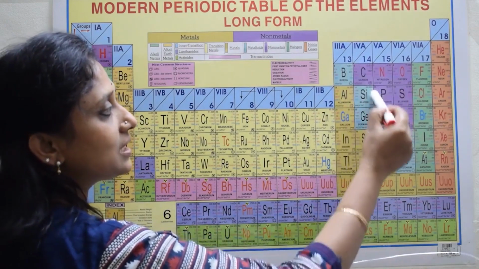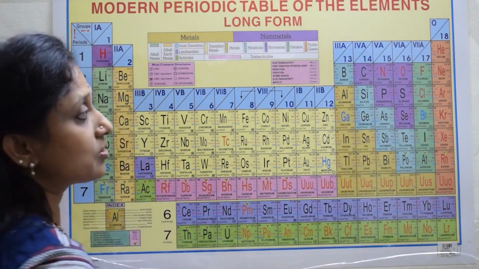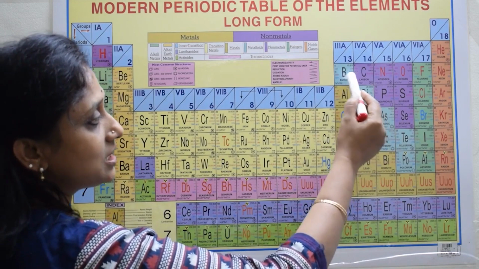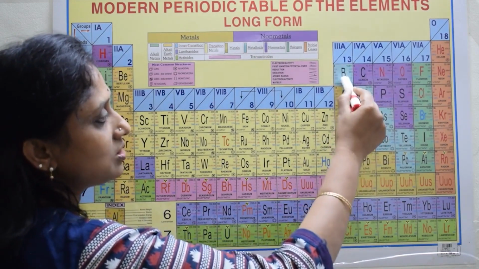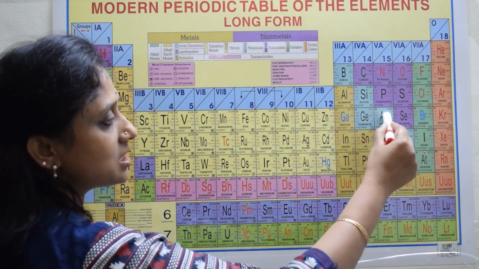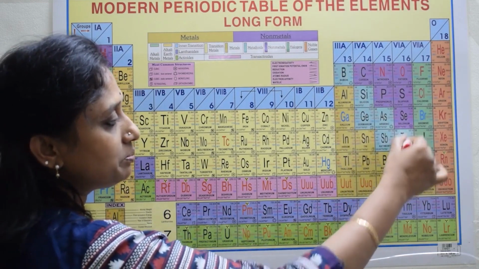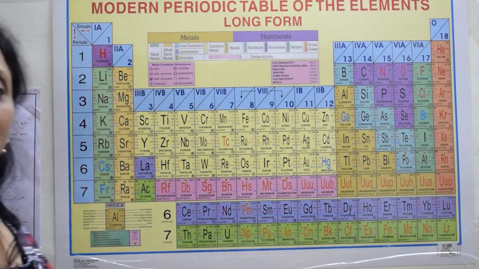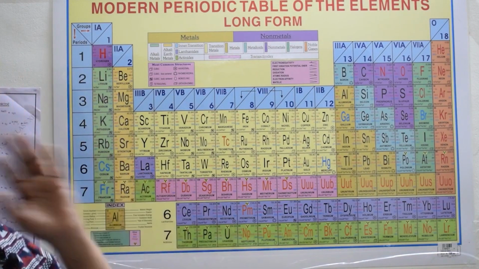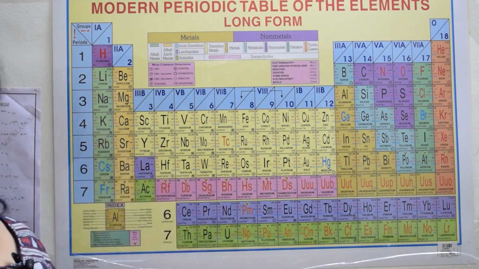See here the purple colored elements. Why is this important? These are the metalloids: boron, silicon, germanium, arsenic, antimony, tellurium, polonium. All these elements are called metalloids. They are the elements which show both the properties of metals as well as non-metals.